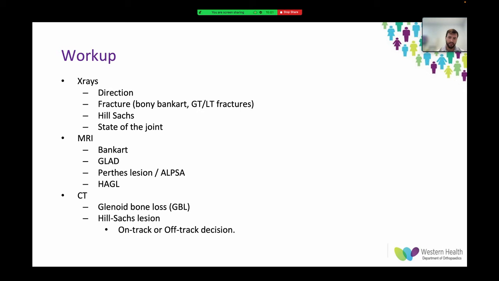CT is really looking for glenoid bone loss, as it gives us better bony anatomy than an MRI, and it also gives us a bit more information about our Hill-Sachs and can help us decide whether it's an on-track or off-track decision.